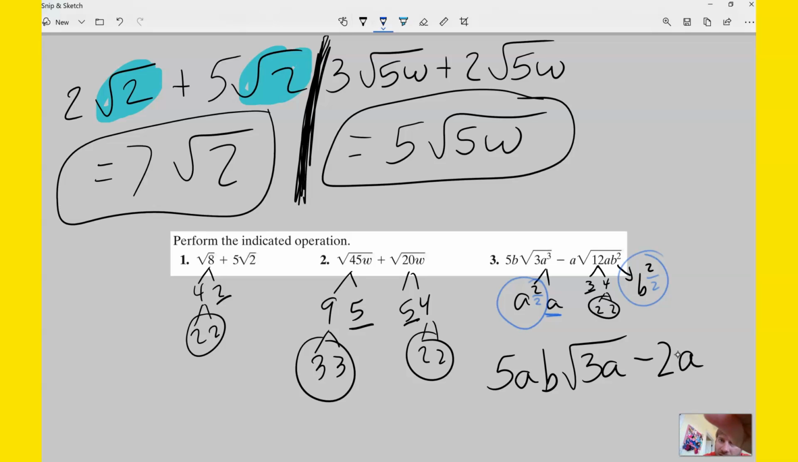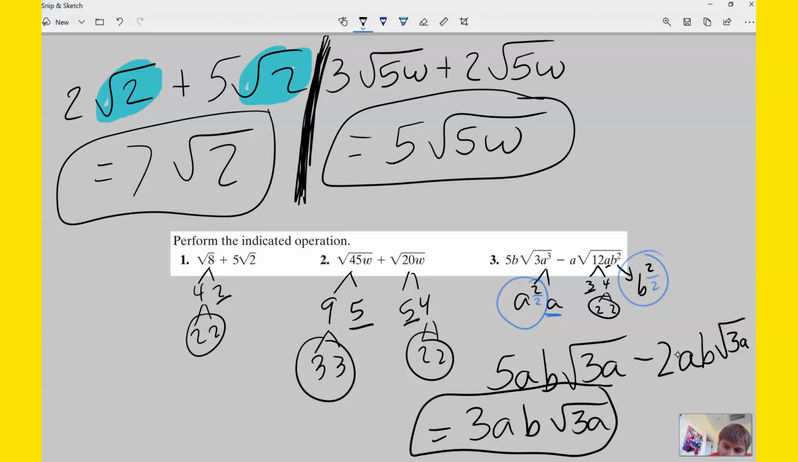How does it come out? It comes out as a b. B to the first. So 2ab. And then what's left under that radical is that 3 from there and that extra a right there. So now they are alike. So 5ab square root 3a minus 2ab square root 3a. 5 things minus 2 things is 3 things. So this is just equal to 3ab square root 3a. And that's my answer to that one.